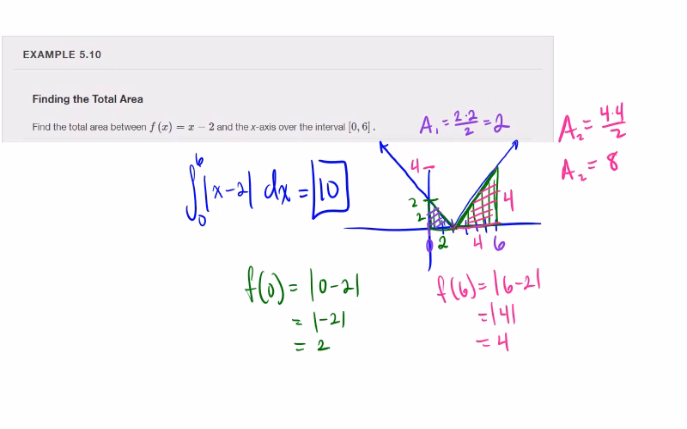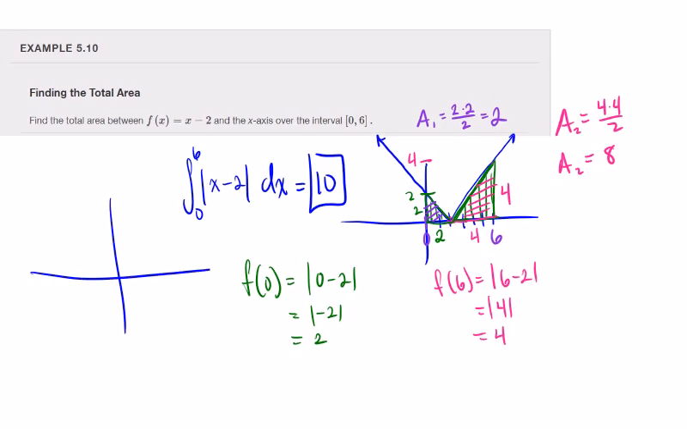So, and let me just show you real quickly. If we were to actually graph the x minus 2 function, it would still cross at 2 here. But instead of bouncing, it would go down, right? So it's going to be something that looks like this. All right. And so what we would get is we'd still have that positive 4 area here, right? But we would have a negative area here, right? Okay. And so that's why we do the absolute value.